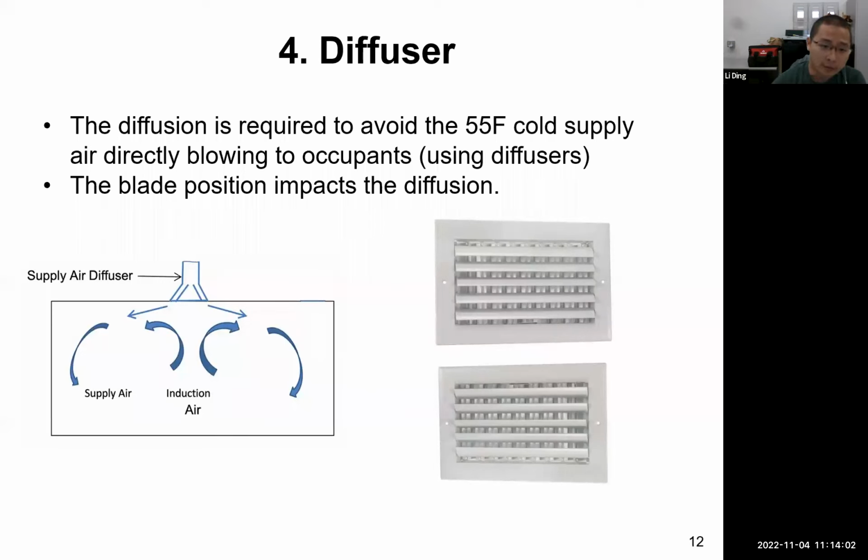And first is the diffuser. The diffuser is required to avoid the 55 degree cold supply air directly blowing to occupants. So we need the diffusers, and the blade position impacts the diffusion. In the left chart, you can see this is a diffuser, and the supply air can mix with room air. The right side shows different directions of the supply air.